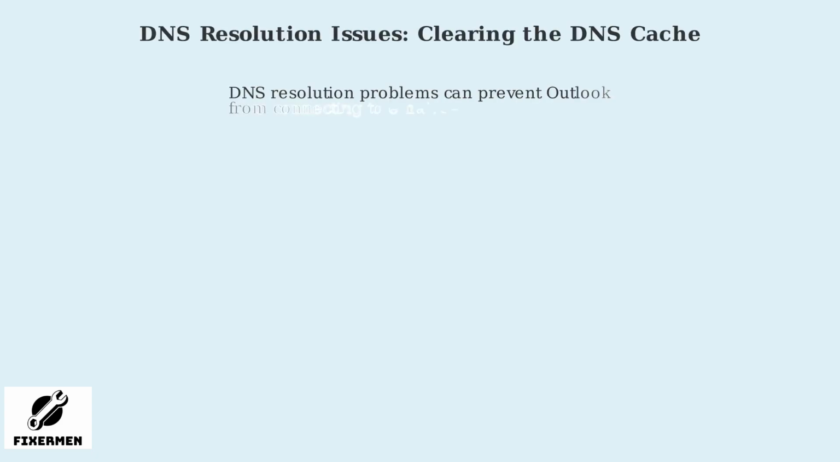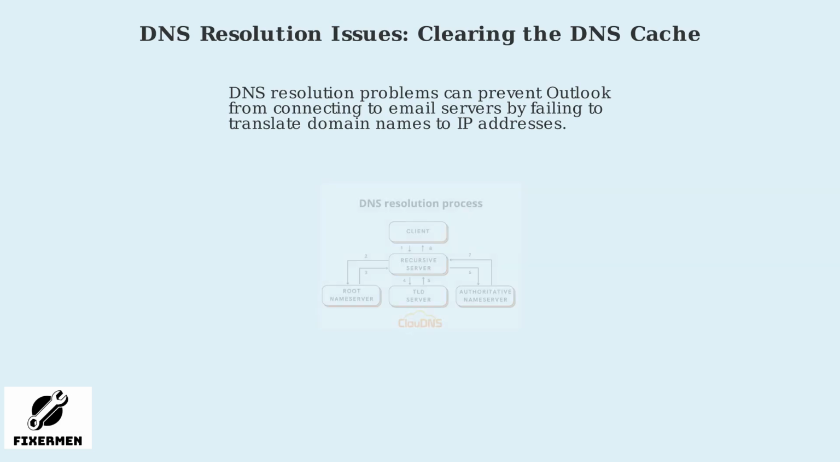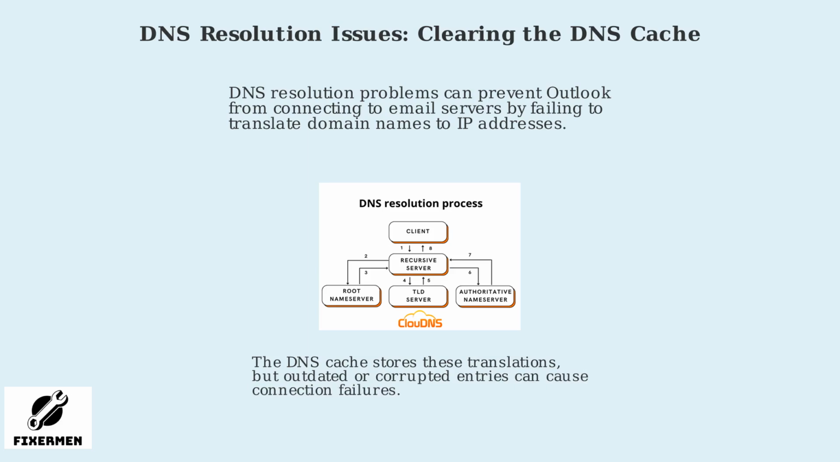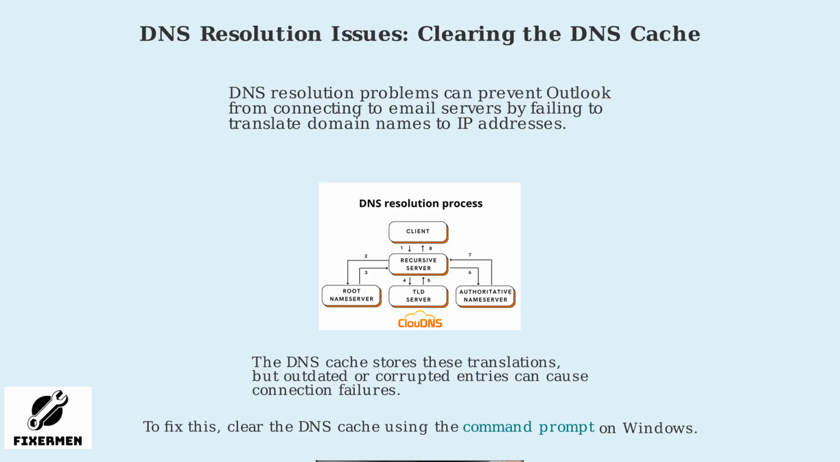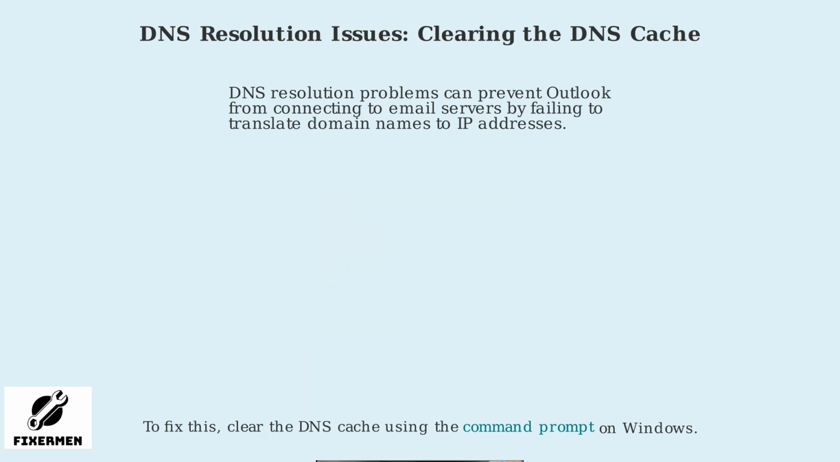DNS resolution problems can prevent Outlook from connecting to email servers by failing to translate domain names like outlook.office365.com into the correct IP addresses. The DNS resolution process involves multiple servers working together to find the right IP address for a domain. The DNS cache stores these translations locally, but outdated or corrupted entries can cause Outlook connection failures. To fix this, clear the DNS cache using the command prompt on Windows. Open Command Prompt as administrator, type ipconfig /flushdns, press Enter to execute, and restart your computer to ensure the changes take effect.